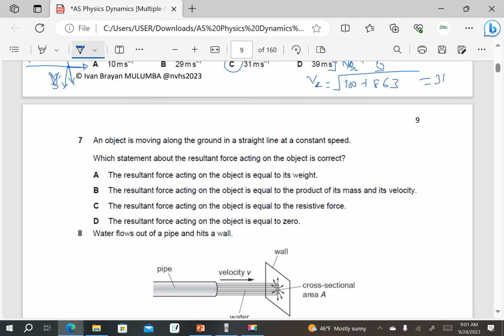An object is moving along the ground in a straight line at a constant speed, where acceleration is going to be 0. Which statement about the resultant force acting on the object is correct? So if the acceleration is 0, force is equal to mass times acceleration, then it means the resultant force is going to be 0.